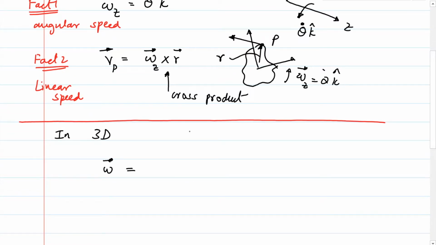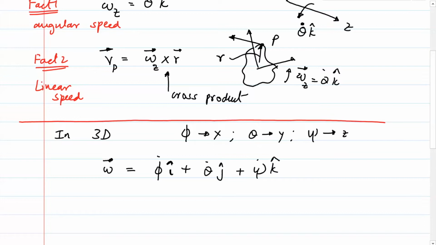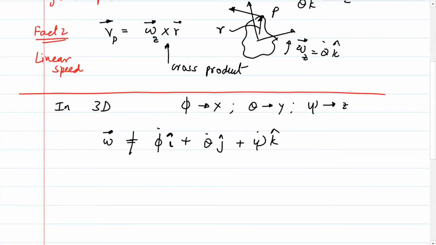So we've looked at phi about x, theta about y, and psi about z. So the question is, can we write it like this: phi dot times i, where i is the unit vector along the x-axis, plus theta dot times j, where j is the unit vector along the y-axis, plus psi dot times k? Okay, so it turns out you cannot write it this way. These are the Euler rates, the corresponding time derivatives of the Euler parameters we defined.